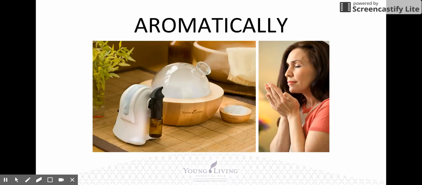You place a couple of drops in the palm of your hand, and you just rub your hands together, and then you cup your hands just like you're seeing the gal here, and you put them over your nose and your mouth and inhale deeply. So that's one way to use aromatics.